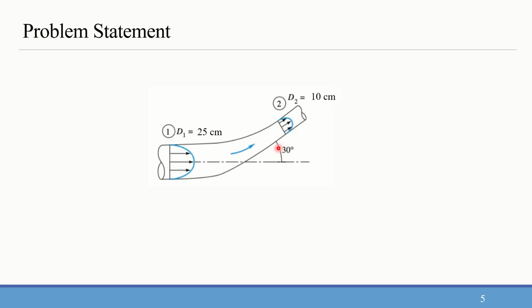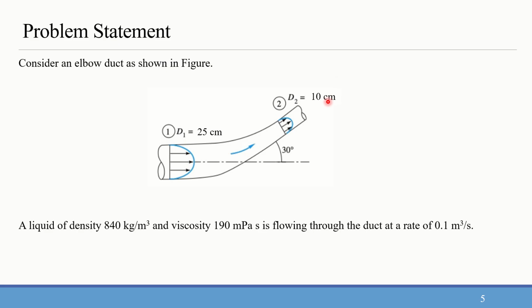So the first problem is this one. We'll first see what is given in the problem statement. We are asked to consider an elbow duct as shown in figure 1. The elbow duct makes a 30-degree turn at the outlet, and at the inlet it is nearly horizontal. The inlet diameter is 25 centimeter and the outlet diameter is 30 centimeter. A liquid of density 840 kg per meter cube and viscosity 190 millipascal second is flowing through the duct at a rate of 0.1 meter cube per second.